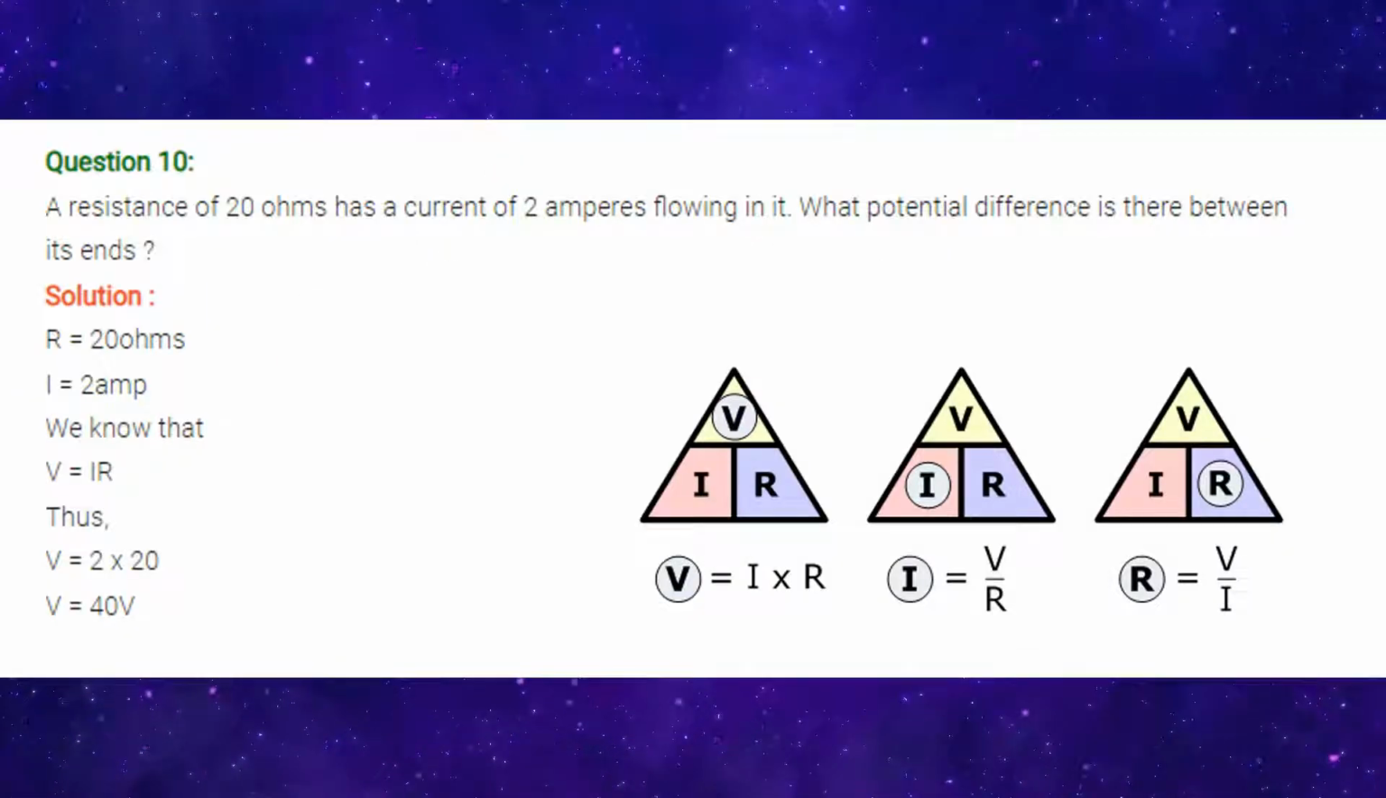Question 10. A resistance of 20 ohms has a current of 2 amperes flowing in it. What potential difference is there between its ends? Solution: R equals 20 ohms, I equals 2 amp. Let's use the Ohm's triangle. We know that V equals I into R, thus V equals 2 by 20, V equals 40 volts.